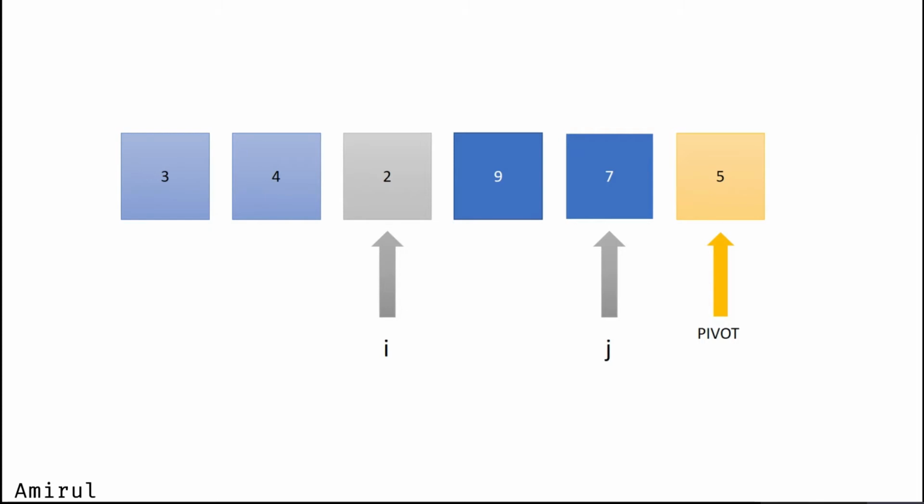Okay. The right position of the pivot is i plus 1. So i plus 1 is the next position of 2. So 5 will be moved to the next of 2, and 9 and 7 will be dragged to the right side.